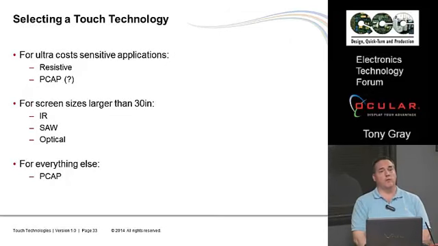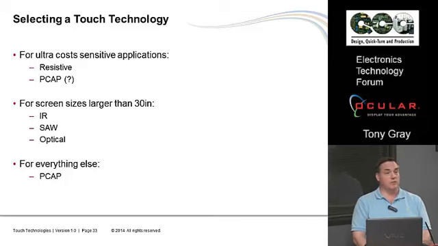Okay, so the most important thing really in here, how do I pick a touch technology? Well, first of all, if you have an ultra-sensitive cost kind of application, resistive is going to be your first go-to. I also list Pcap there only because it is coming down in price constantly, particularly with the volumes that are being driven by the consumer market. You might be surprised at the cost that you get for a Pcap, especially if it's a small one like a 3.5 or 4.3 inch.